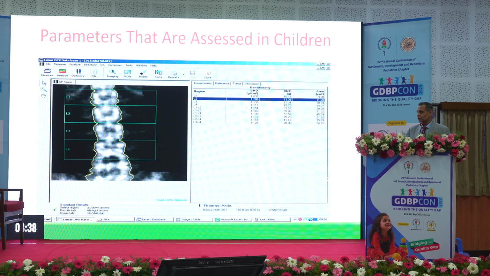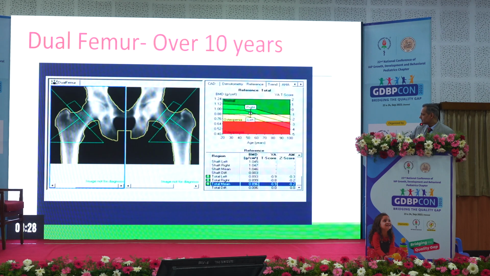So what do you look at in children? In children, you look at the spine. At all ages, except of course very young infants, you can read the spine bone density. And second thing is, you can read the femur density after 10th birthday. Children beyond 10 years can have an assessment of the hip.